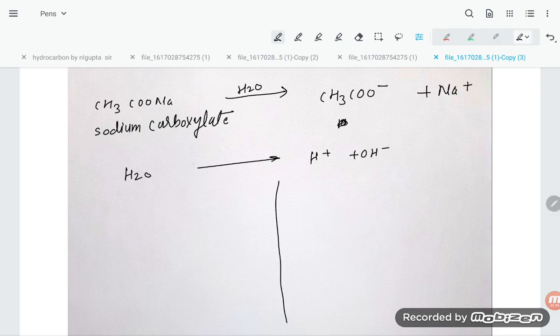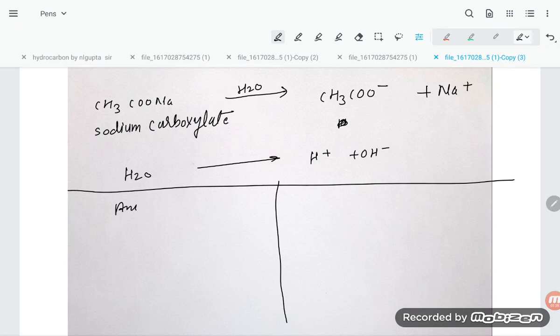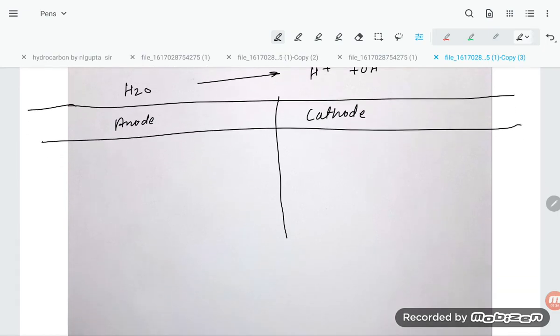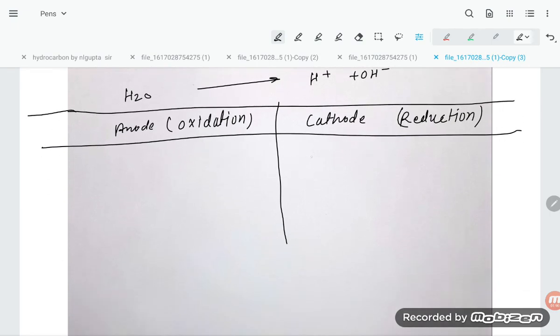So let us try to understand. Here we take the anode, and on the other side we take the cathode. So we are going to see the products. Let us see the anode. At the anode, oxidation will take place, and at the cathode, reduction. Reduction of what? The positive charges: H+ and Na+ are there. And here CH3COO- ion is there, and another, OH- ion is there, right?